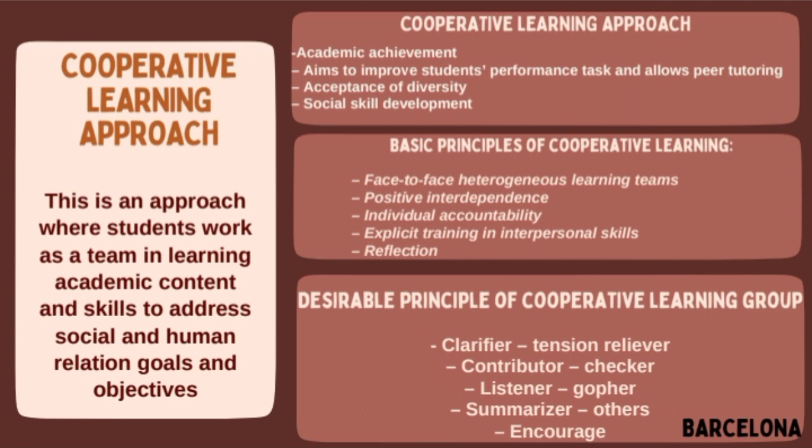Fourth, explicit training in interpersonal skills. Explicit training means students are taught directly about how to work well with others. They learn how to talk to each other, listen, and solve problems together. It's like training for teamwork.